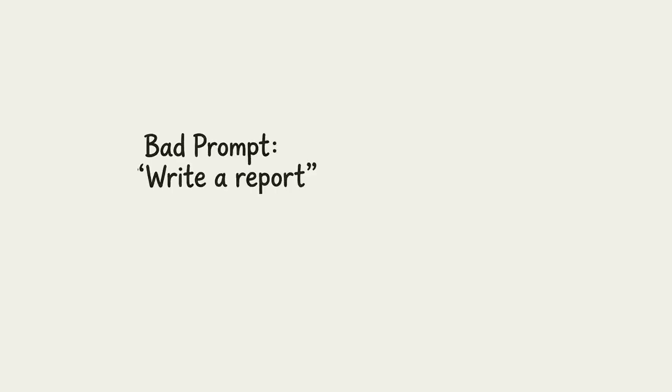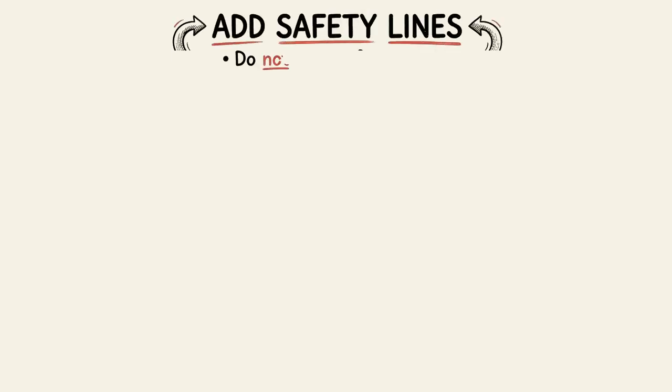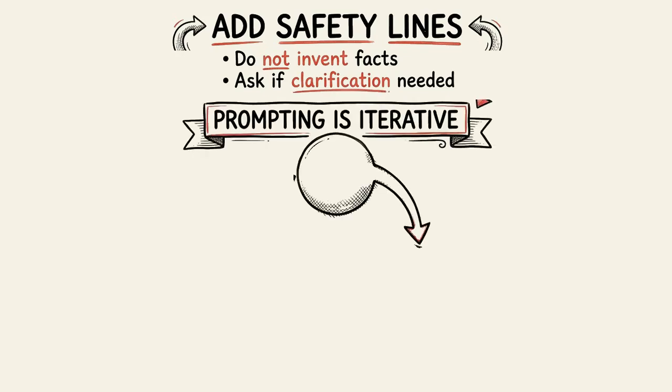Here's an example. Bad prompt: write a report. Better prompt: write a 200-word summary of our Q2 sales performance for executives. Use a confident tone. Include top 3 wins, 2 risks, and next steps. Format as bullet points. Also, add safety lines to your prompts. For example, do not invent facts. Ask if you need clarification.